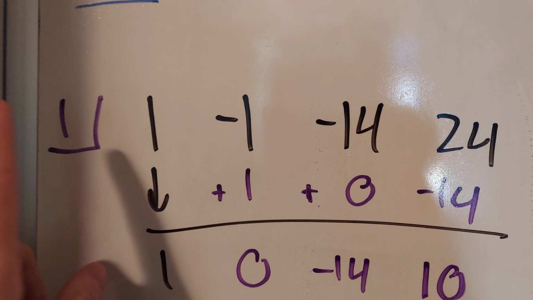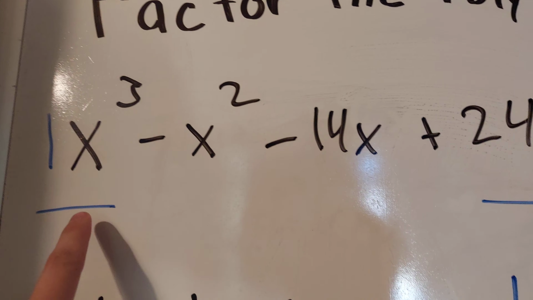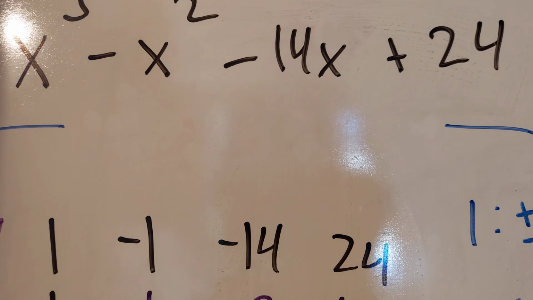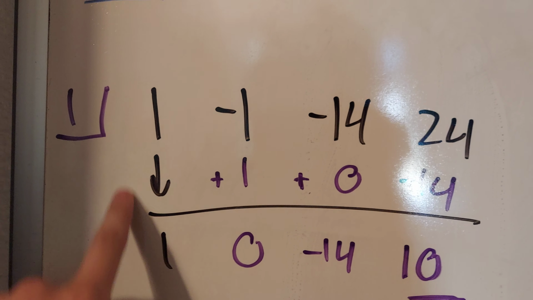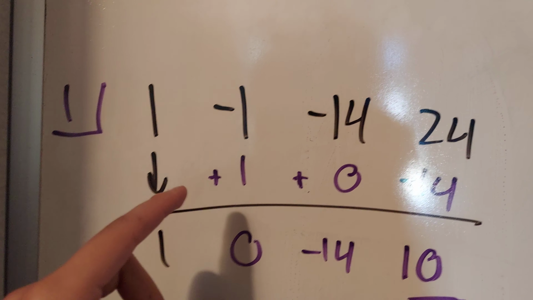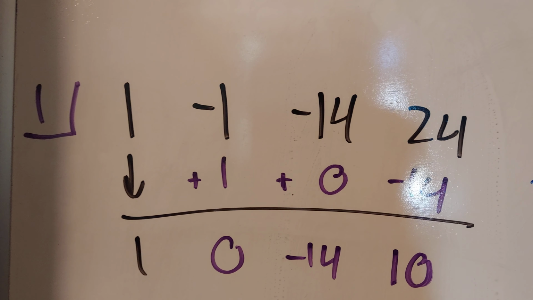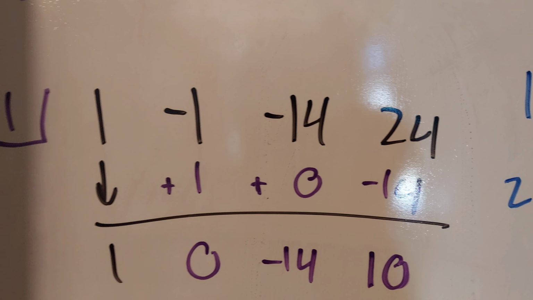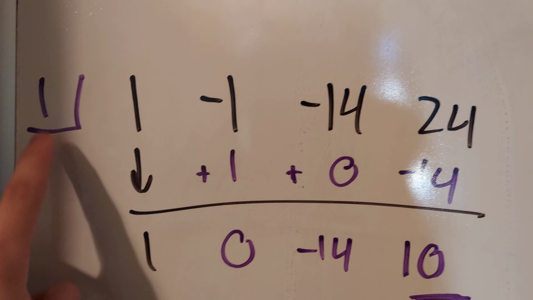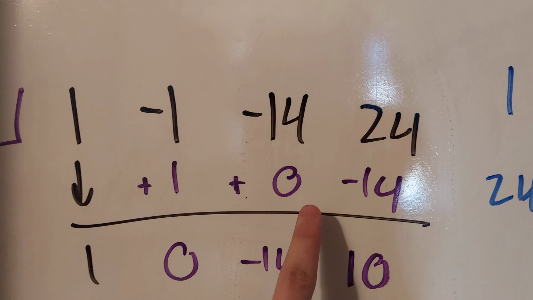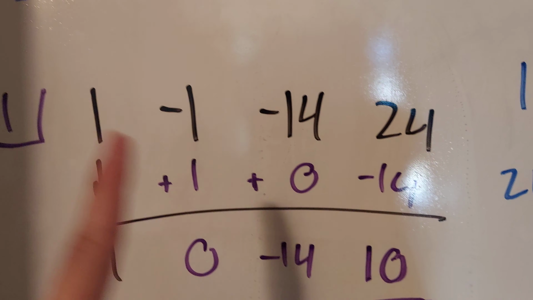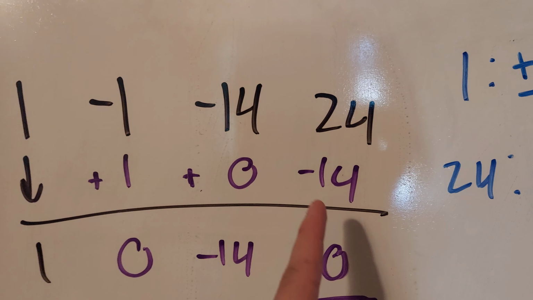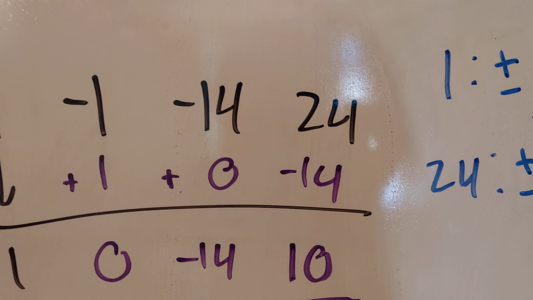So if we use 1 over here, it's going to look something like this. We're going to have 1 in a little box, and we're going to bring down the numbers. 1, negative 1, negative 14, 24. And now we start with our synthetic division like this. We bring down 1, then we're going to start multiplying. So 1 times 1, well, that's positive 1. Negative 1 plus 1, well, that's 0. 0 times 1 would result in 0. Negative 14 plus 0, well, that would be negative 14. Negative 14 times 1, that would be negative 14. 24 minus 14, well, that would be 10.